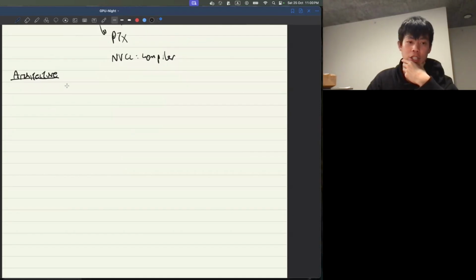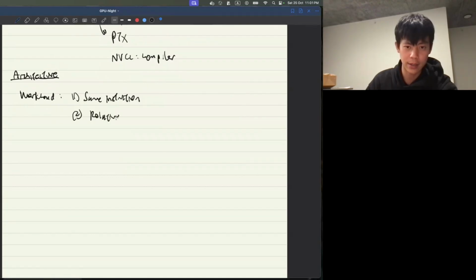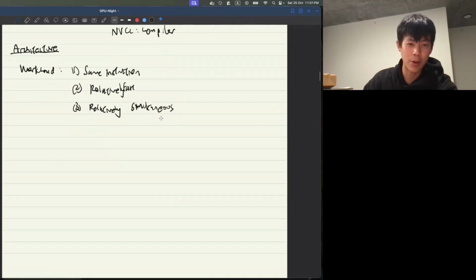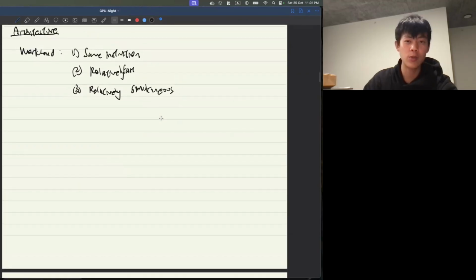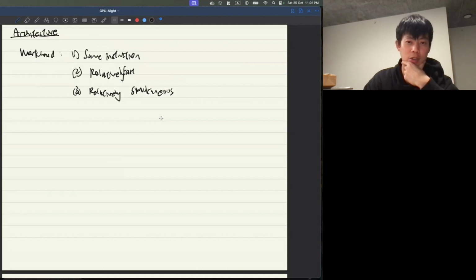But how do I motivate the GPU architecture? So let's review the workload of a GPU again, right? We have a lot of the same instructions, or a lot of the same operations, and the operations are the same because they are executing the same instructions. We want to make sure they are relatively fast, and we want to make sure they are relatively simultaneous. Okay, so these are the three properties of a GPU workload. So how do we design an architecture that satisfies these three properties?